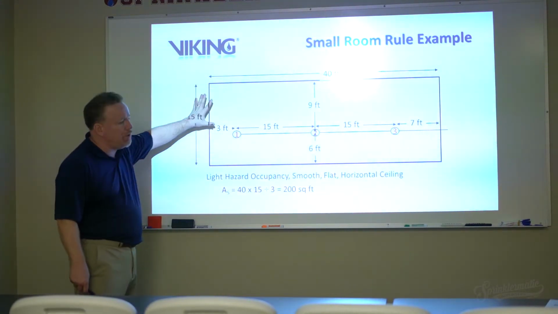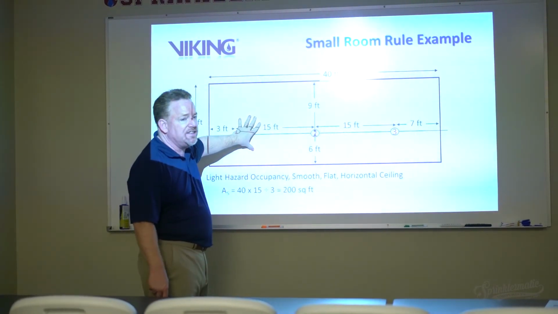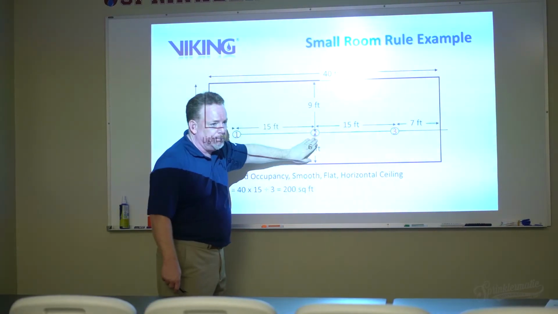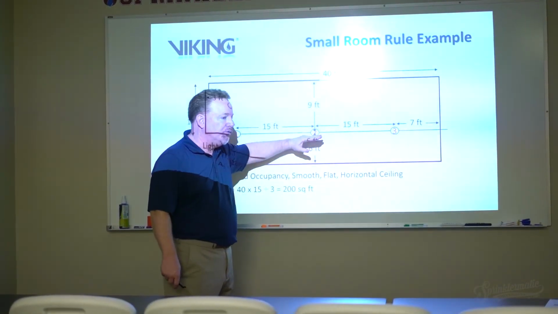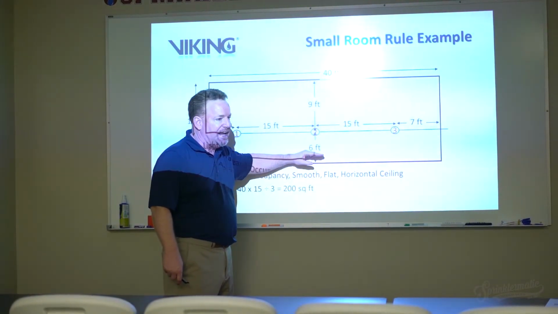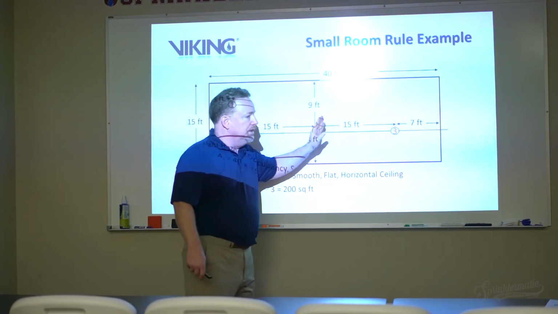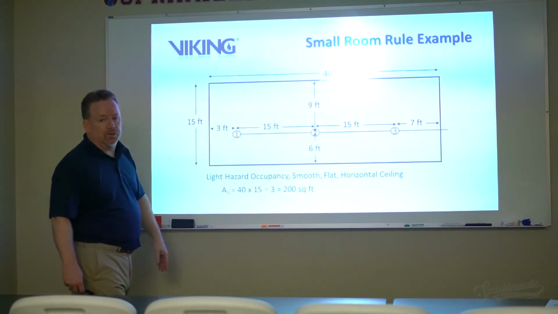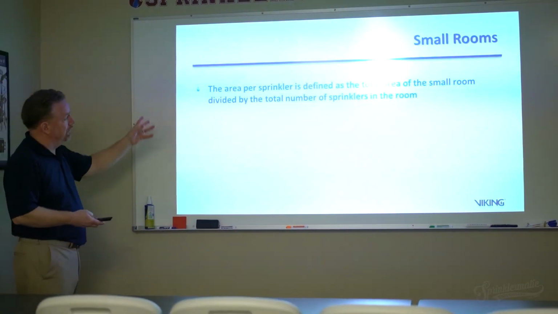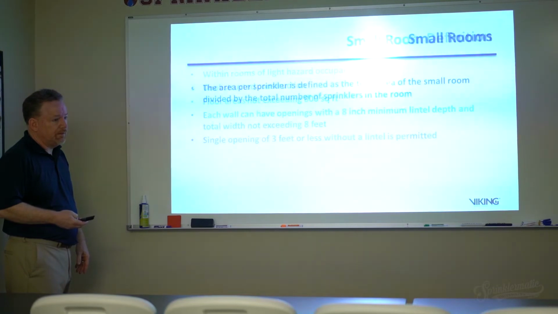What this small room rule is saying is that in a room like this, as long as it meets the definition of a small room, I can move that sprinkler 9 feet off of one wall. I can't have it 9 feet off of both, but I can move it 9 feet off of one. All right? As long as I comply with all the other rules governing the small room rule. Why is the lintel depth so important?